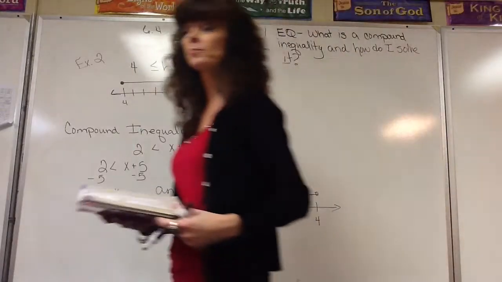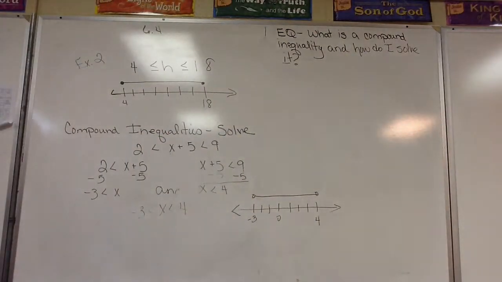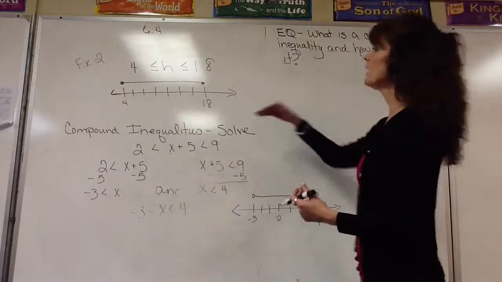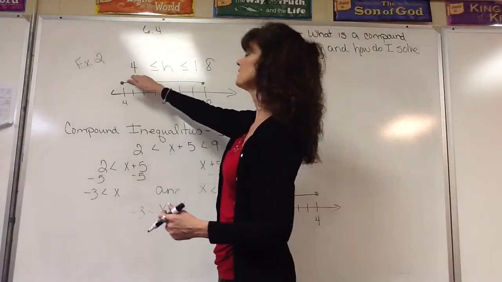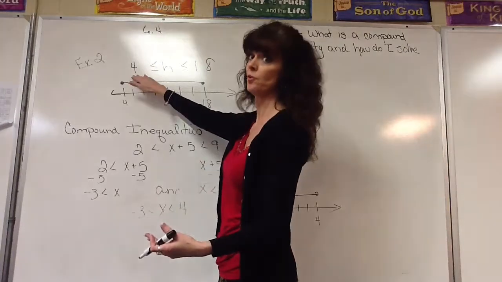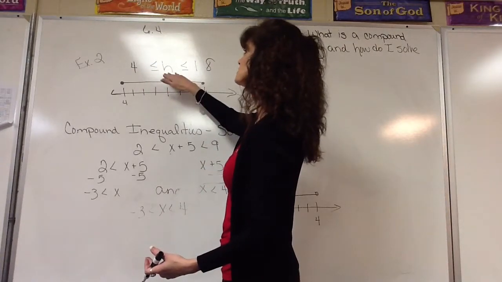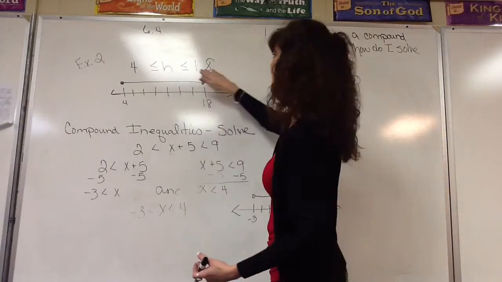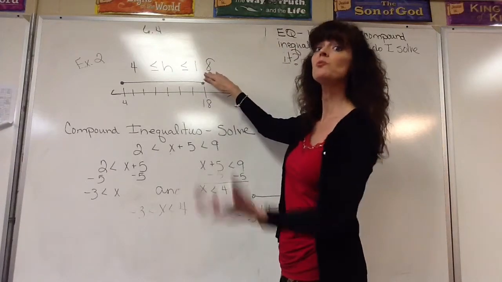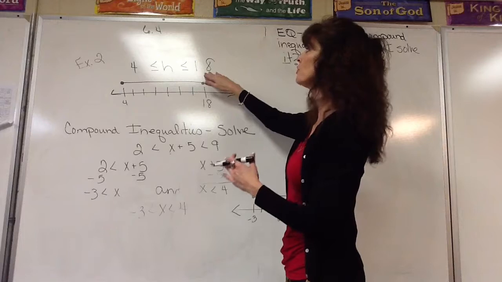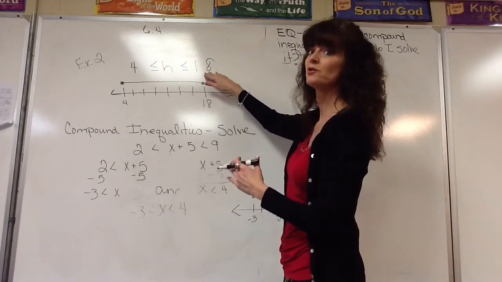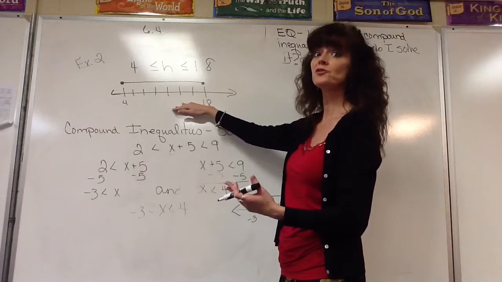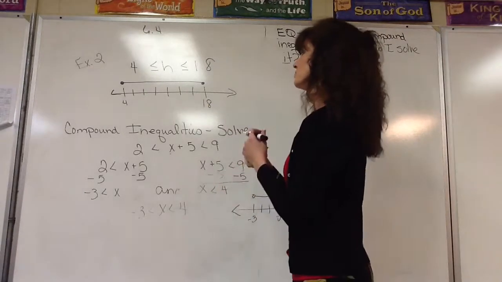So we're going to let H represent the height here. So that would be everything that is representing height. We also know that the lowest height is 4, but it can be lowered to 4. So therefore, H is going to be greater than or equal to 4. The maximum height is 18, but it also can be raised to 18. So therefore, the height is going to be less than or equal to 18. And then we simply just graph it. And we're going to use filled in circles because it's less than or equal to.